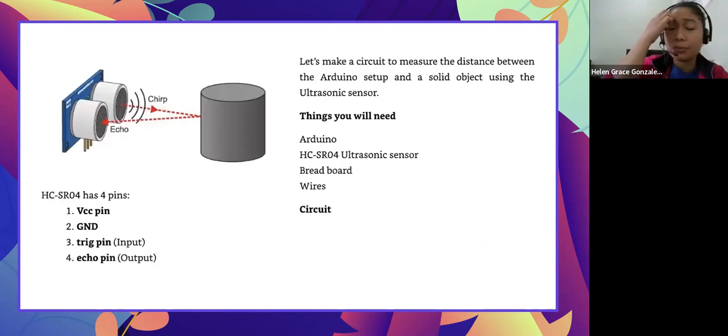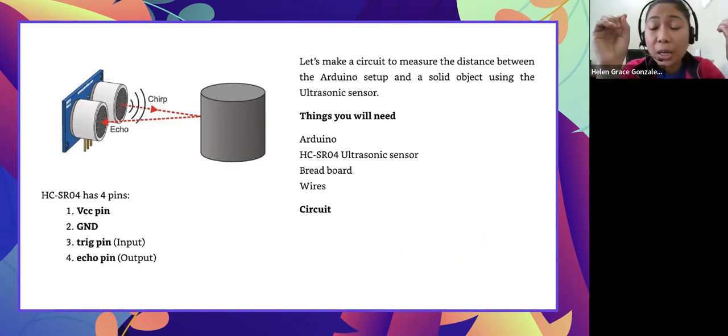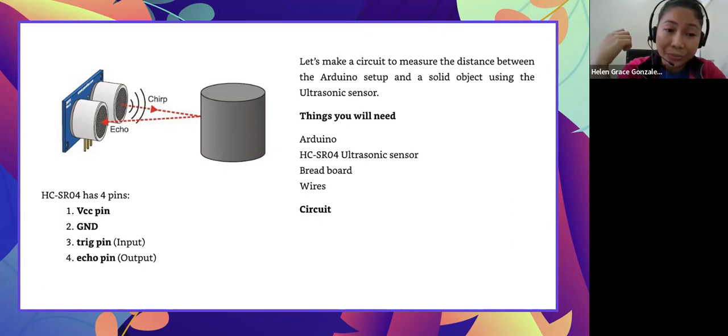VCC is actually the supply, then the ground, and then the trigger pin. The trigger pin is the one that sends out data, sends out ultrasonic waves. And then the echo pin is actually the one that will receive. So it triggers, sends out ultrasonic, and when it comes back, the echo pin reads it.